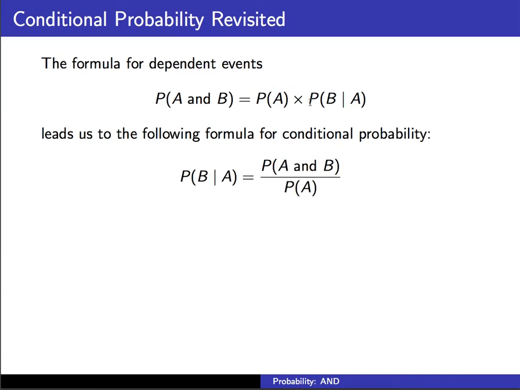So if we divide both sides by the probability of event A, we get our formula for conditional probability, that the probability of event B, given that event A has already happened, is the probability of A and event B happening divided by the probability of event A happening.